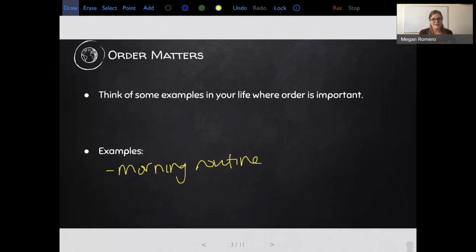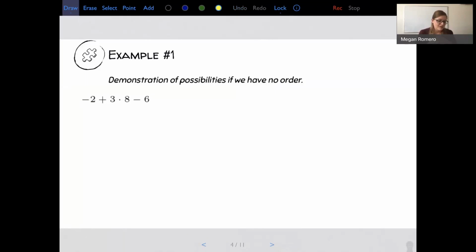So the same is true in mathematics, and that's why we talk about the order of operations, and why it'll be used not only in this lesson, but in future lessons in this course as well: order is important. In this first example, I'm going to demonstrate what's possible if we have no order. Pretend there's no order of operations, and let's just pick a few ways to simplify this problem. The first way could work from left to right all the way across. That would give us -2 plus 3, which is 1, and we'll keep the times 8 minus 6. 8 minus 6 would give us 2.